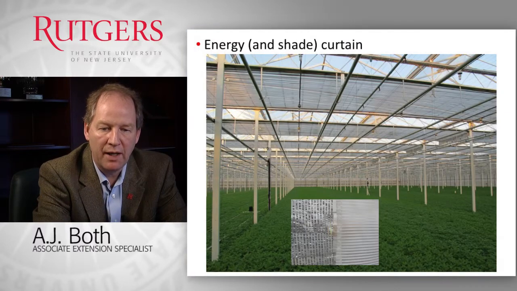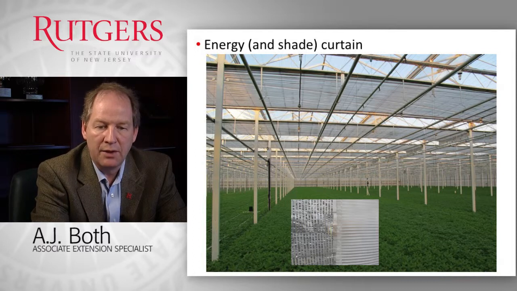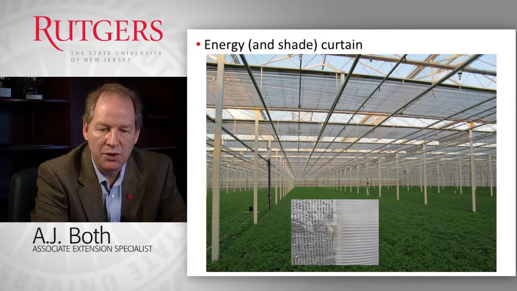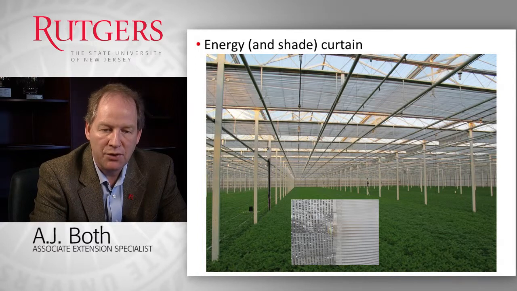An example of an energy curtain installed in a greenhouse that can serve these multiple purposes. It can be used as an energy curtain at night and in the wintertime to reduce the heat loss. And during the daytime and in the summertime, it is used as a shade curtain that reduces the heat load coming into the greenhouse structure.